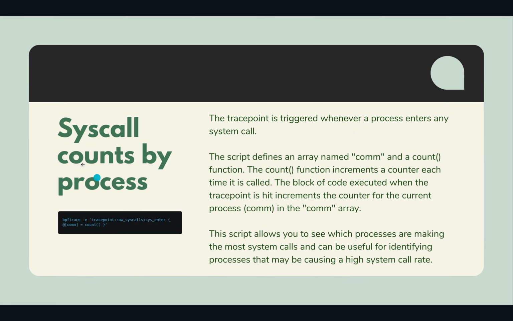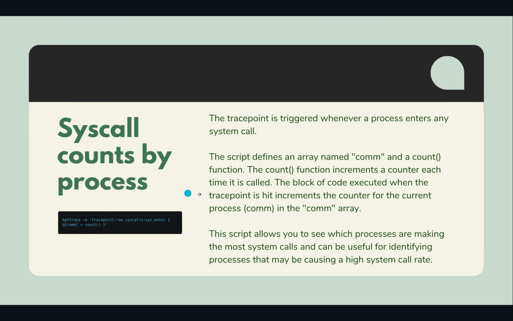And this is another example: syscall counts by process. This uses the sys_enter tracepoint, and normally it uses the count function. It just counts the number of times that this call is being called by each process.